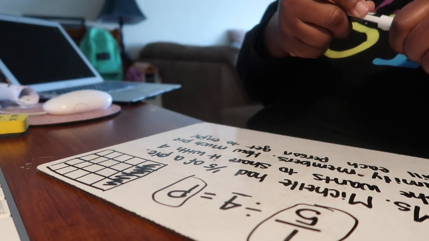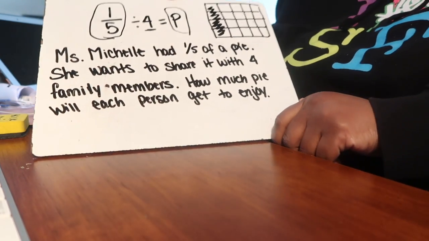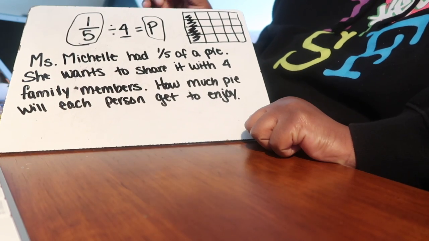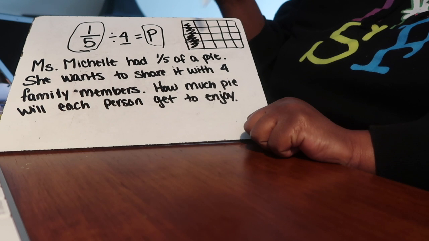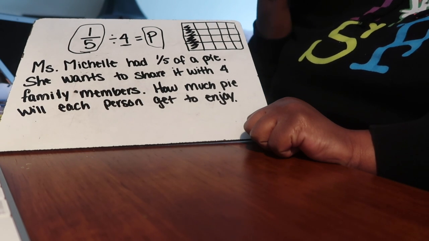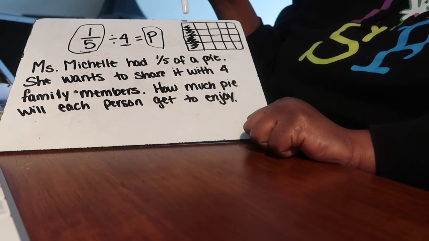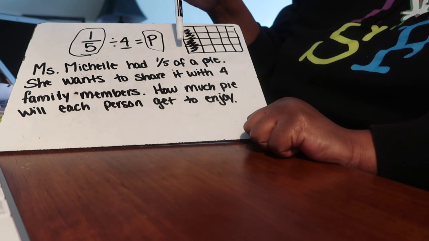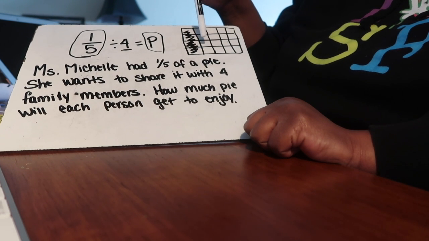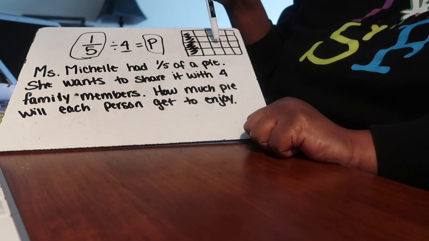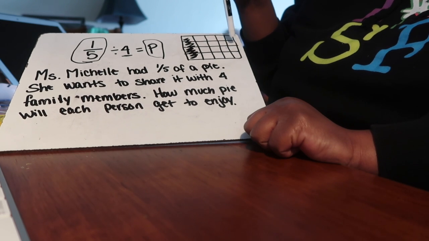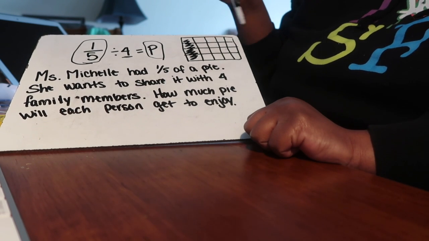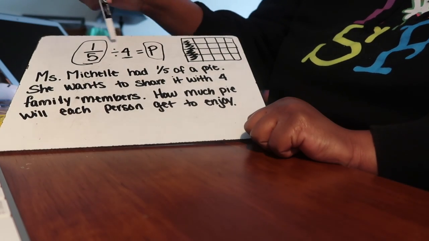All right. Now, to get the denominator of our answer, we count all the boxes. So we're going to count all the boxes inside the shape. 1, 2, 3, 4. I hope you're counting with me. I'm going to start again. Count with me. Here we go. 1, 2, 3, 4, 5, 6, 7, 8, 9, 10, 11, 12, 13, 14, 15, 16, 17, 18, 19, 20. So the whole pie was divided into 20ths, but she only had 1/5 of it.